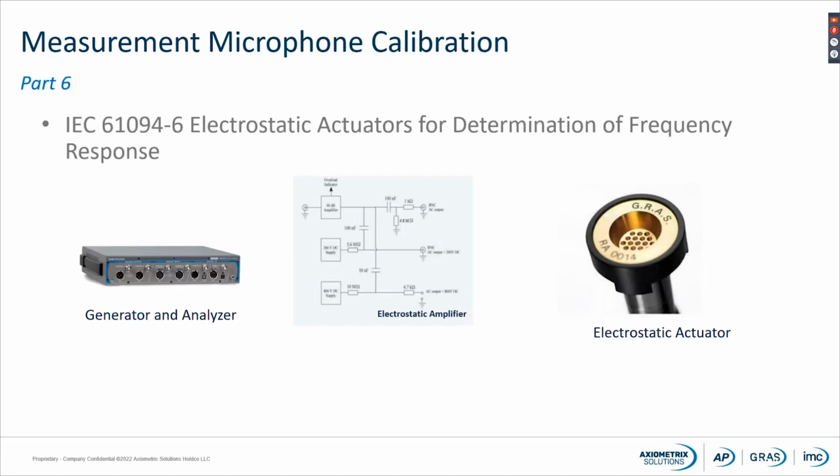Frequency calibration. Frequency calibration, according to IEC 61094-6, is where we are using an electrostatic actuator for finding the frequency response. For doing that, we need a generator and an analyzer. We need an electrostatic amplifier able to provide a high DC and also a very high AC signal. And then we need the little electrostatic actuator itself.